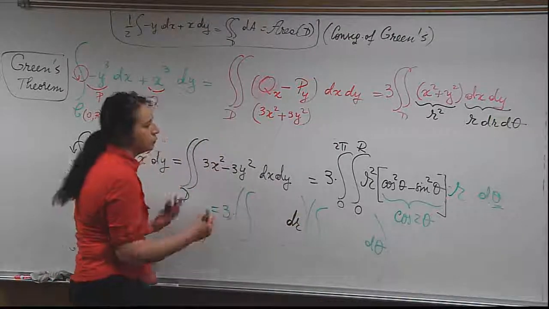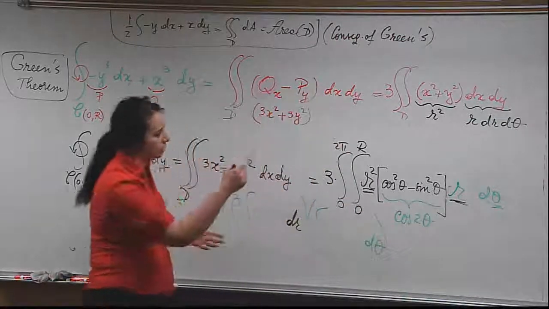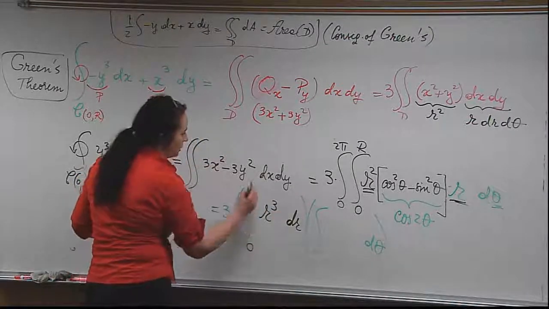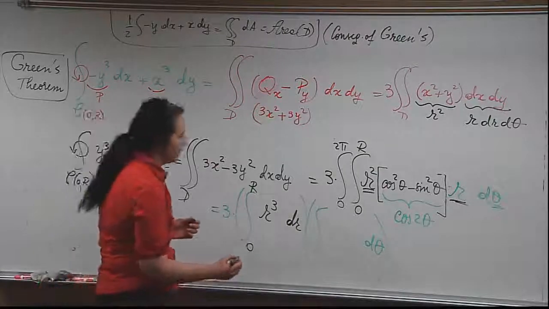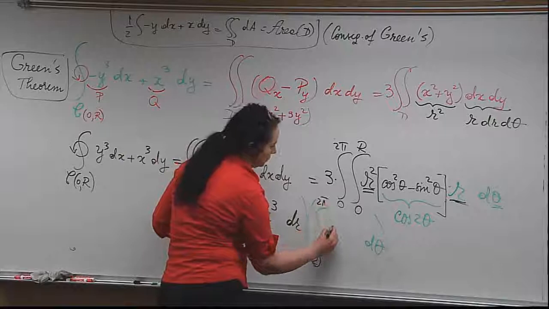And what do you integrate? r cubed, attention to that, r cubed, from 0 to R. And there will be cosine theta. And then you have the integral from 0 to 2 pi of cosine 2 theta.